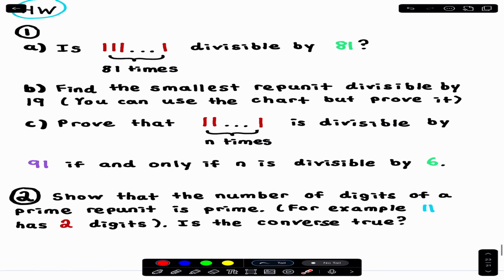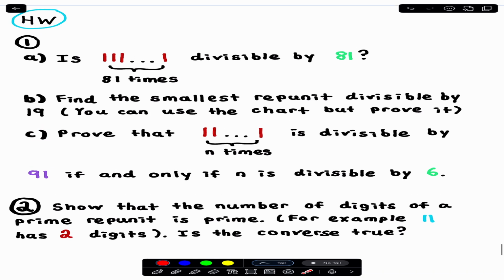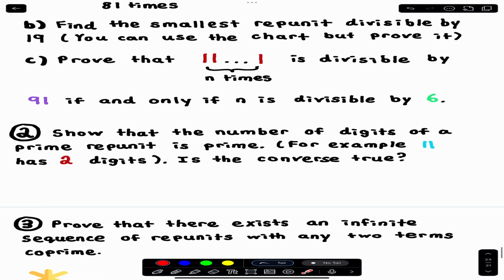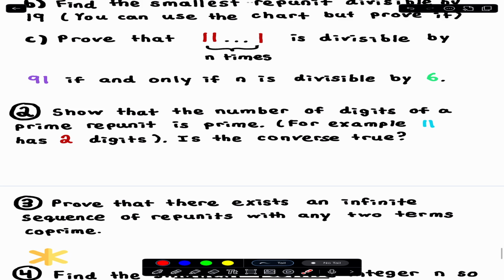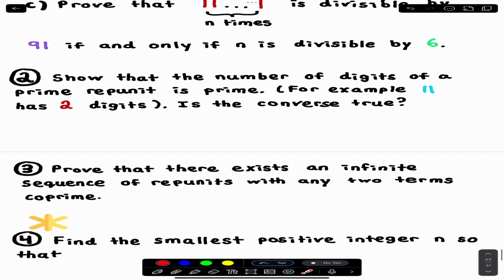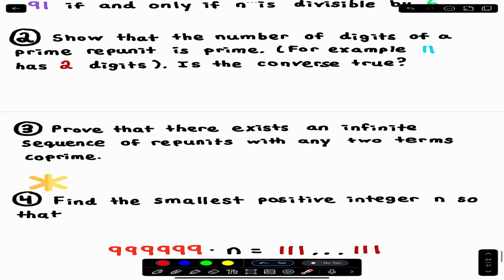But you can see we have something like 1c is very similar to what we did on the question where it says divisible by 41 if and only if n is divisible by 5. So it's basically the same concept, just with different numbers. And I'll leave you to have fun with 2 and 3. 2 is a lot easier than it looks, I would say, and question 3 is a lot harder than it looks, I would say.